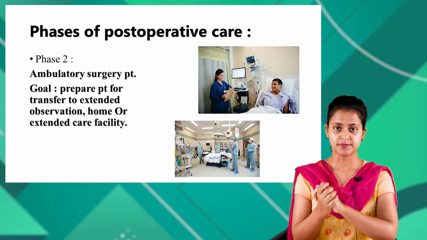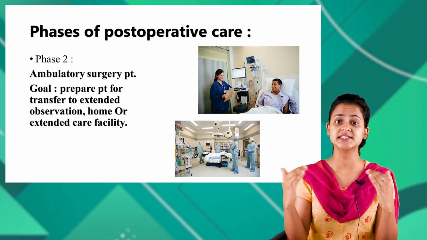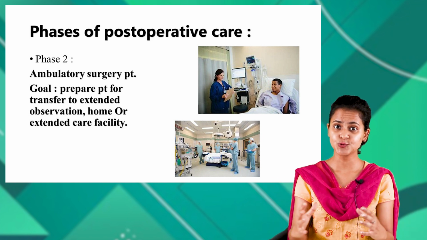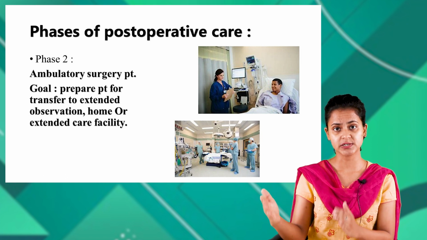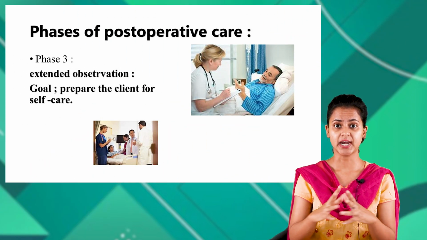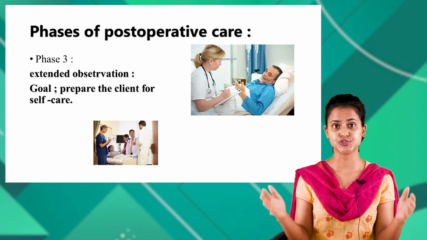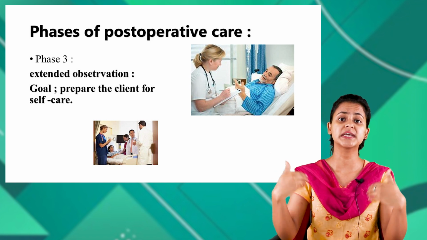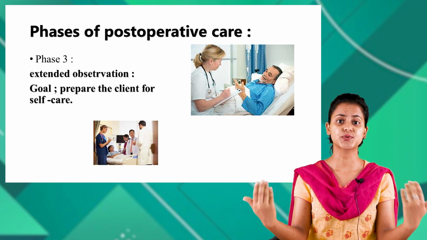Phase 2 post-operative care refers to those patients who are in a state where ambulation can be done after the surgery. The goal during phase 2 is to prepare the patient for transfer to an extended observation unit, or to home or an extended care facility. Phase 3 post-operative care involves extended observation. The goal here is to prepare the client for self-care. In phase 3, extensive education is given to the client so that they can manage their health on their own and promote their healing.